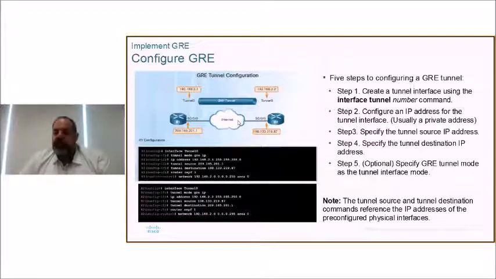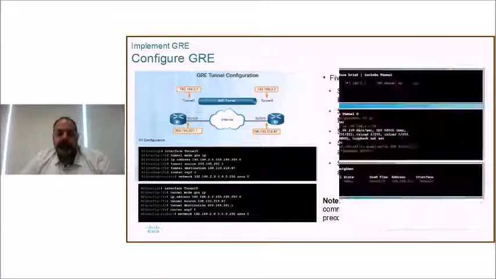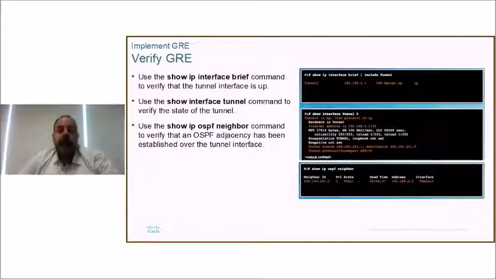The tunnel source and tunnel destination commands reference the IP addresses of the pre-configured physical interfaces. So, of course, you need to have the physical interfaces configured as well. I will demo this a bit later. How do we verify it? You can do show ip interface brief again, or show interface tunnel. Of course, because we're running OSPF over it, you can actually see what neighbours it's formed adjacencies with.